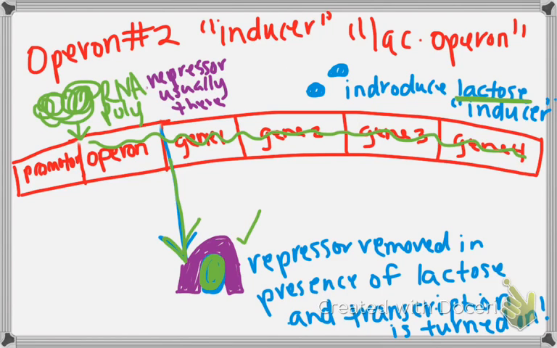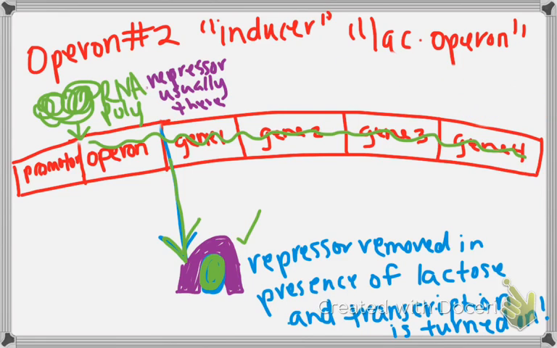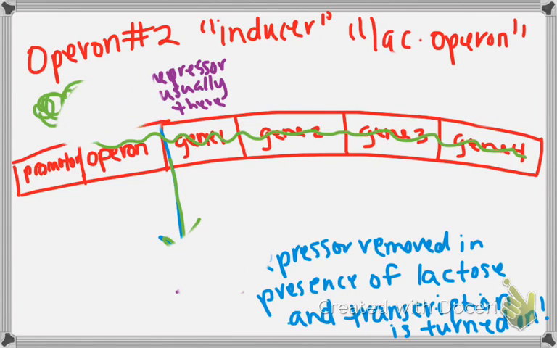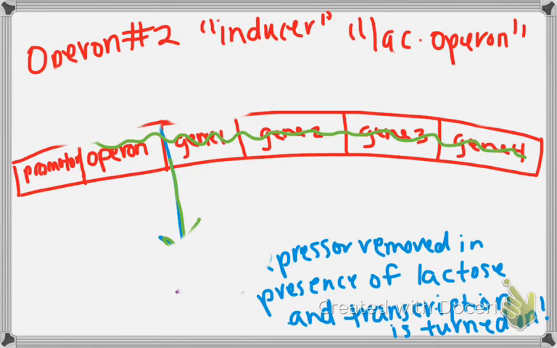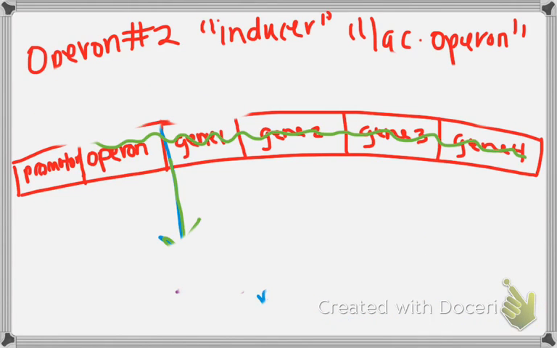Now, let's say if you don't have any lactose present. There's none to be found. None to be found at all right now. There's none present. Well, do you think that this is going to be able to go on and perform transcription? No. Only in the presence of lactose will this operon ever be induced or turned on.